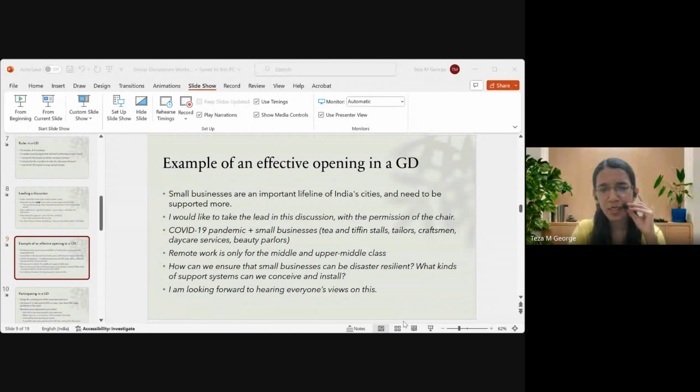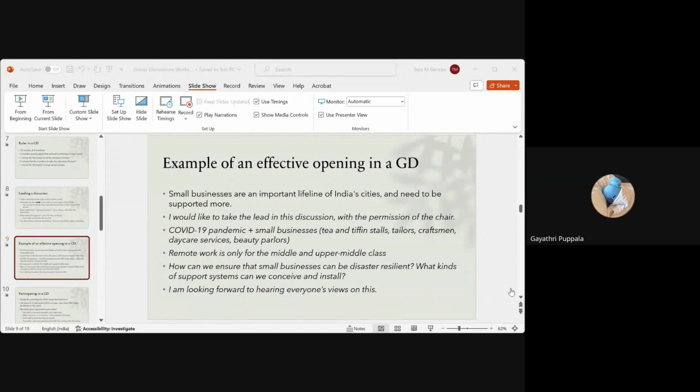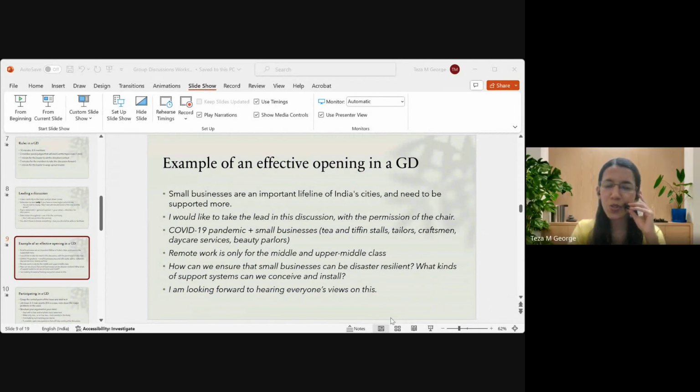Don't be so nervous. It's okay. So that was a very good opening line, excellently delivered. But I would like to remind you that when you are in a group discussion, you will not have slides. Now you have slides, so I understand what you are getting at there. But in a group discussion, you will not actually have slides.